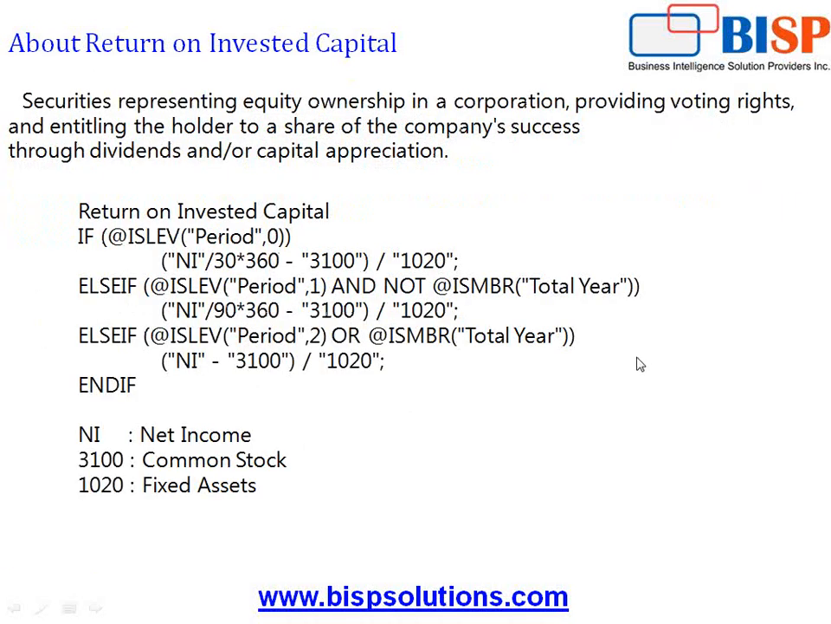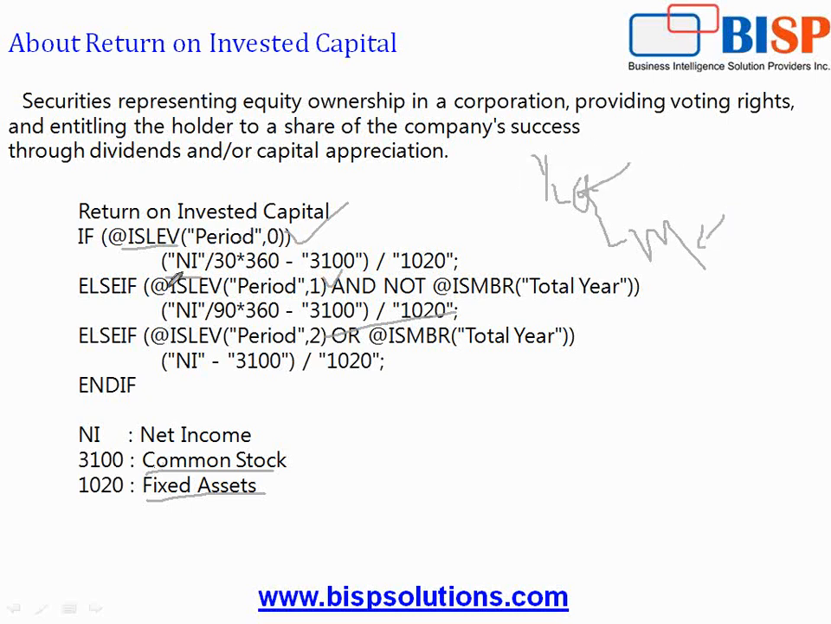Let me explain the formula I used over here. Basically, we are subtracting common stock from net income, divided by fixed asset. We are calculating for monthly, quarterly, and yearly. This is my hierarchy: year, quarter, and month. So I use the IsLevel function to calculate whether the level is month, quarter, or year.